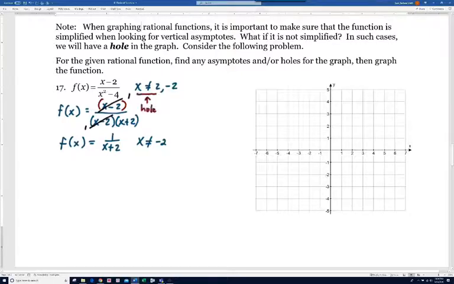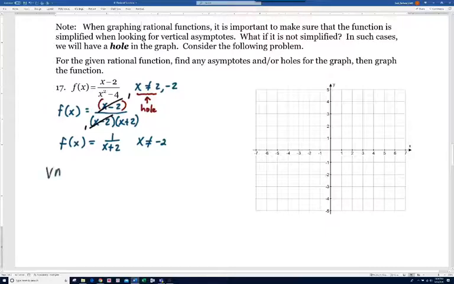But what about the x equals 2, or the fact that x can't be 2? That's where we're going to have our hole. So let's move on, and I'll show you how this works. Let's go ahead and graph f of x equals 1 over x plus 2. We need to find our vertical and horizontal asymptotes first.